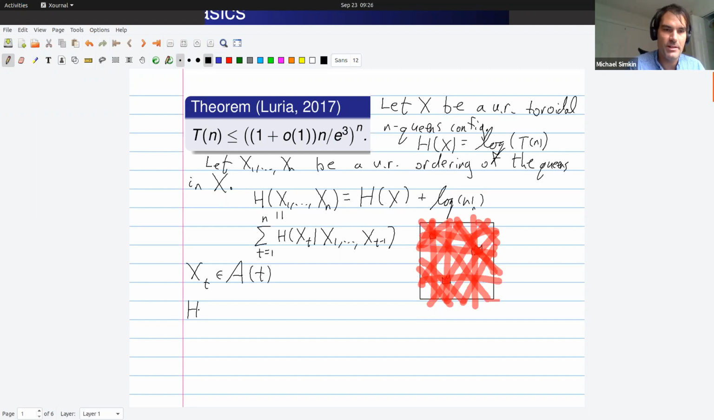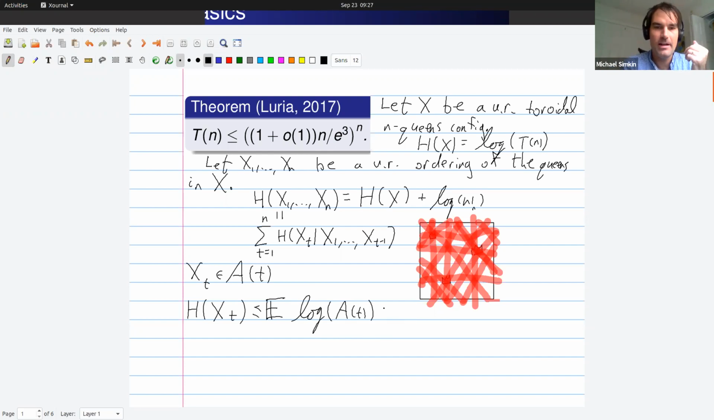If you remember what I said about entropy before, this means that H of x_t is less than or equal to the logarithm of A_t. The entropy of a random variable is always less than the log of the size of the set in which it takes its value. Now, actually, A_t is a random set, so it's not quite the situation I had before. You really need to put an expectation here.